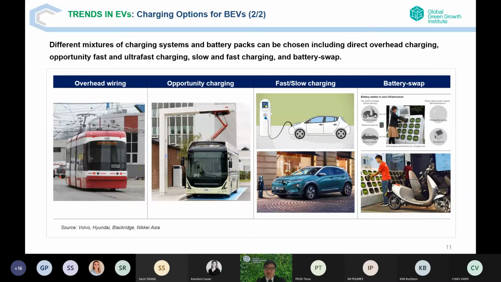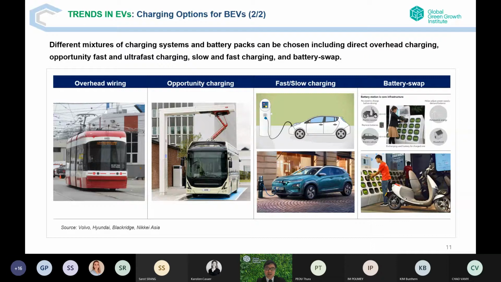So these days it is quite utilized for the bus. And fast charging and slow charging are quite normal. It is a minimum investment in charging, so it's quite popular these days. It is used for all types of vehicles, including motorbikes and lightweight vehicles as well.